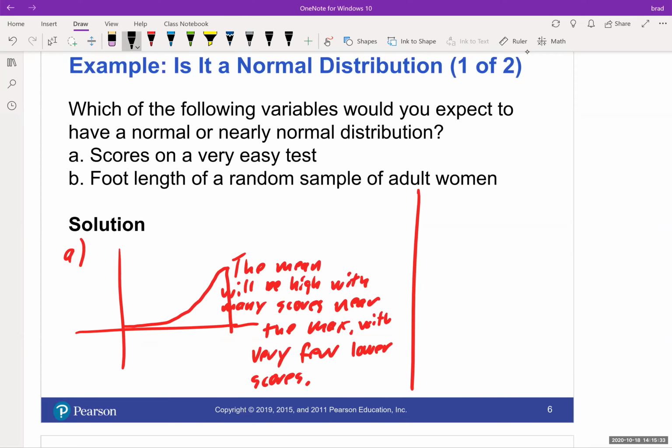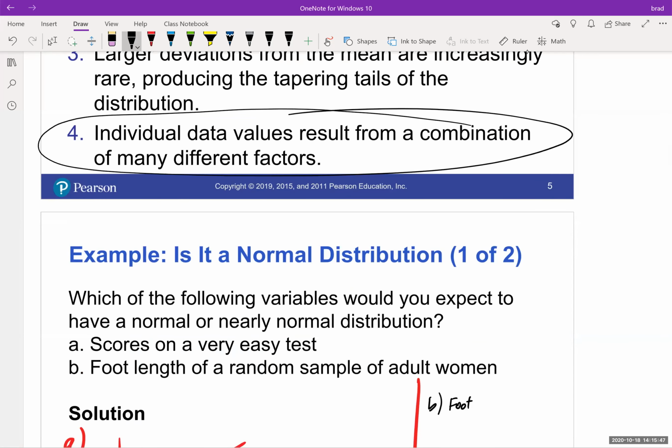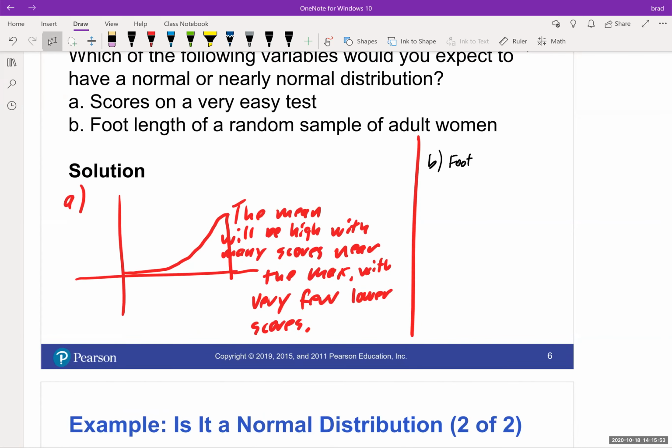Well, foot lengths, and again, this is randomly chosen. And it's a foot length chosen by a lot of different factors, you know, gender, genetics, all these different things. That's kind of what I think they meant by this. Individual data results from a combination of many different factors. So it could be from genetics, so on and so on. Environmental factors.